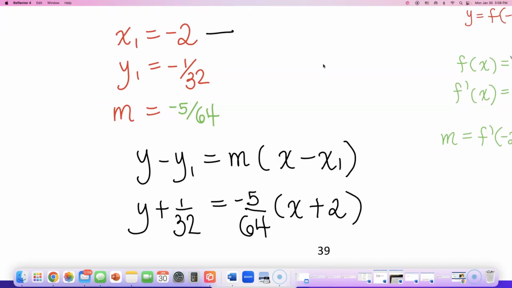Well, notice both x and y values are negative. That's why we see a plus for the y and the x on that side, okay? So that's it for some application problems on power rule.